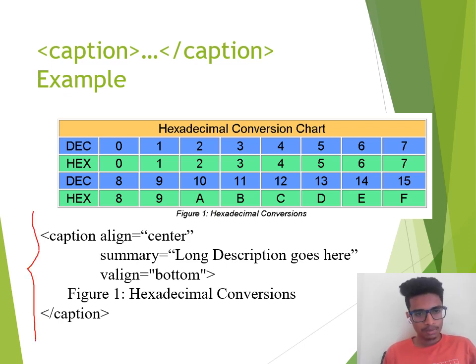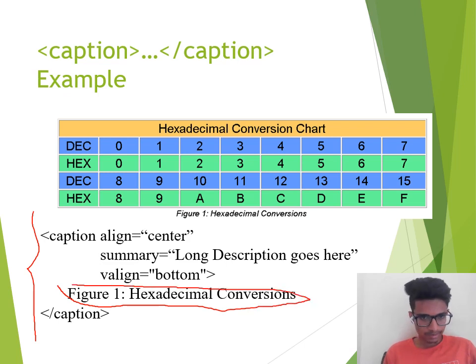Now the caption includes the alignment center, the summary is long description goes here, and valign is bottom. The whole caption inside the tag is figure 1 hexadecimal conversion. So there is a table declared and at the bottom of it there is a caption declared. So basically it does the hexadecimal conversions, like figure 1 hexadecimal conversions text to appear at the bottom of the table. So that is a caption. This is how it works.